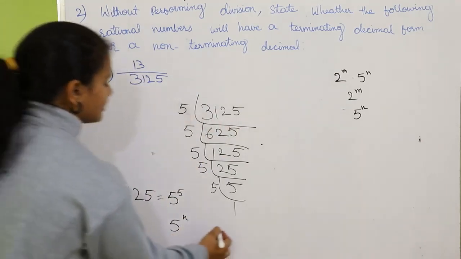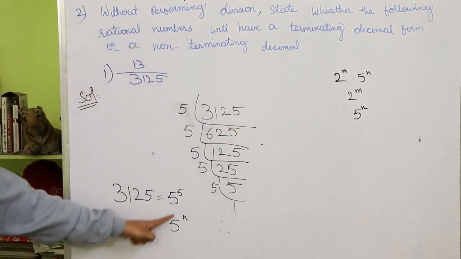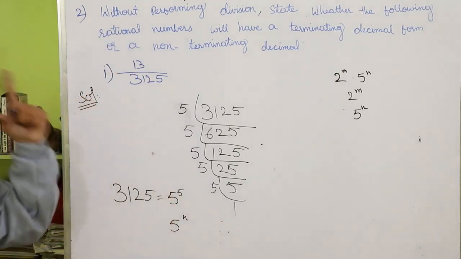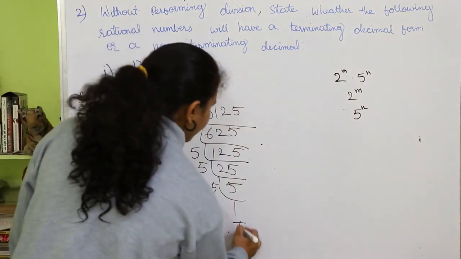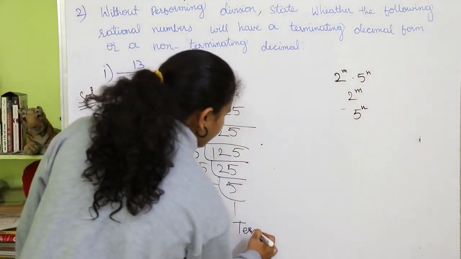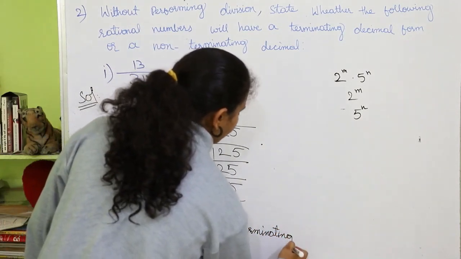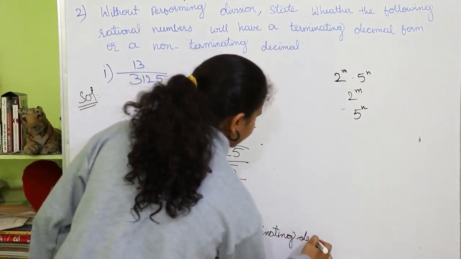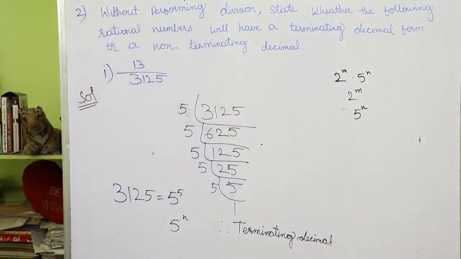So therefore, this should become a terminating decimal, because it is in the form of 5 power n. So it definitely would become a terminating decimal. Are you getting it? Terminating decimal. Clear? Now let me go for the second one.